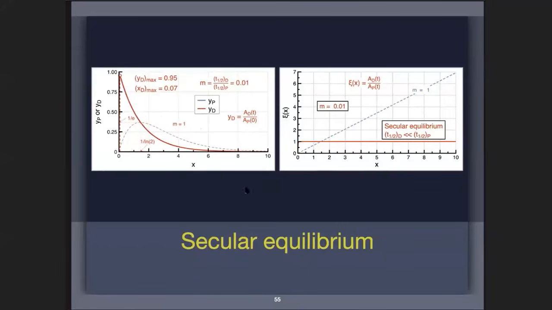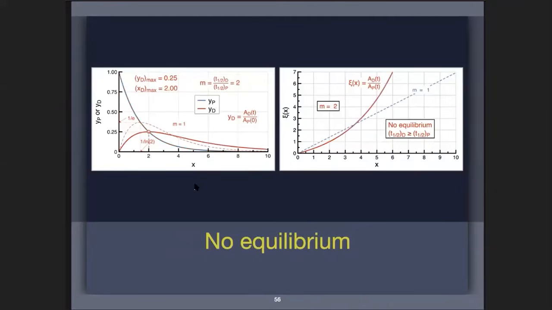Another case is when the half-life of the daughter is much smaller than the half-life of the parent. Then we get what's called secular equilibrium, where the activity of the daughter is actually equal to the activity of the parent. And the last case, or no equilibrium, occurs when the half-life of the daughter is greater than the half-life of the parent. In this case, we will never get an equilibrium between the two. The ratio of activity of daughter to parent is just going to increase as time increases.